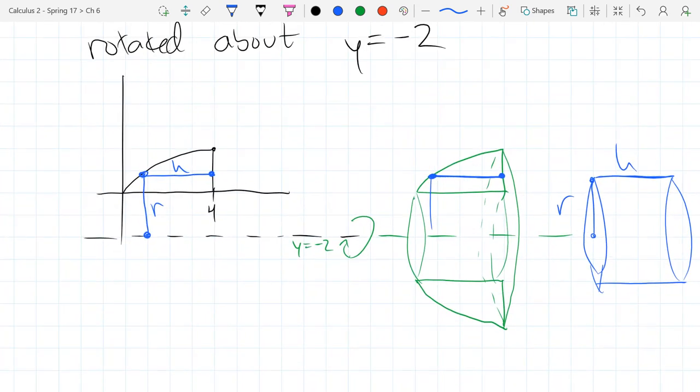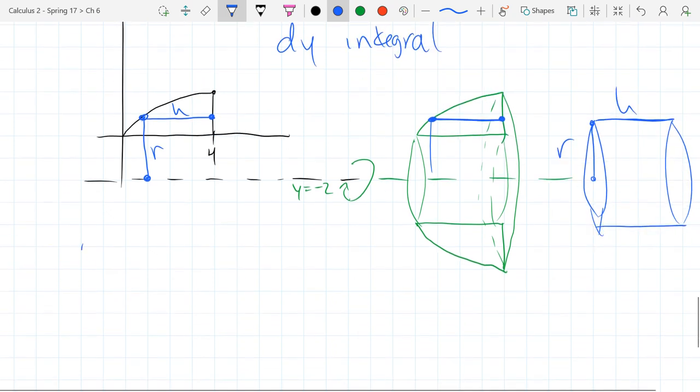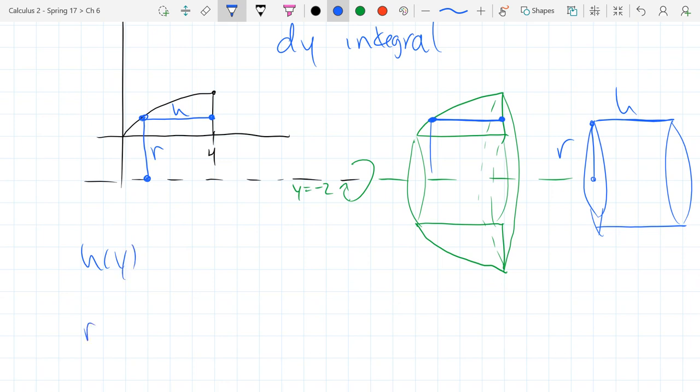Do we have a dx or dy integral? Dy. You've got to squeegee your windshield, changing your y coordinate. So we have a dy integral, and all of our functions need to be in terms of y. Do your best to find h of y and r of y. The h of y should probably be a little bit easier, and they're both big minus small.